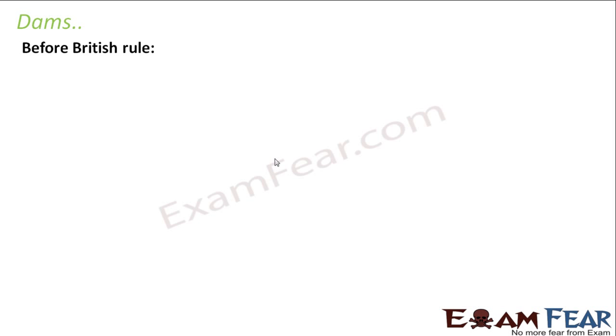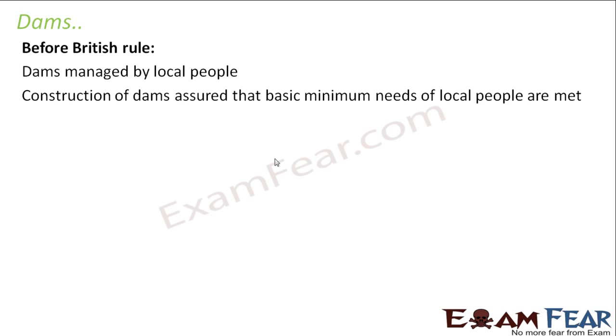So it was there even before the British rule. But before the British rule, dams were not constructed on a very high level. I mean, you never had very big dams which are controlled by the central authority. You had small dams, which were managed by the local people. Construction of the dams also assured that basic minimum needs of local people are met.